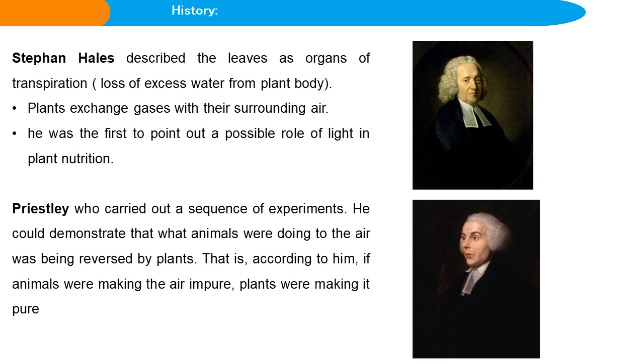Another scientist, Priestley, discovered oxygen, children. He carried out a sequence of experiments and demonstrated that what animals were doing to the air was being reversed by plants. According to him, if animals were making the air impure, plants were making it pure. Because animals release carbon dioxide into the air by taking oxygen, we are making the air impure.